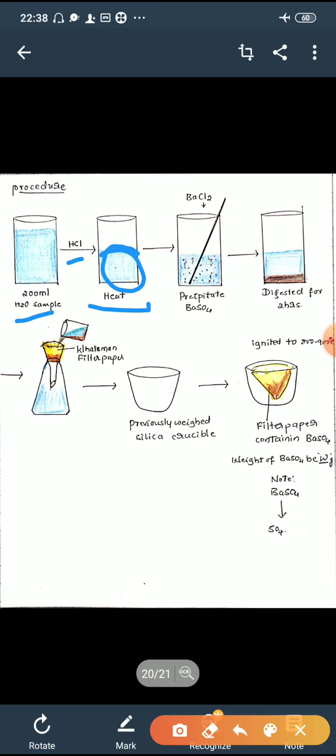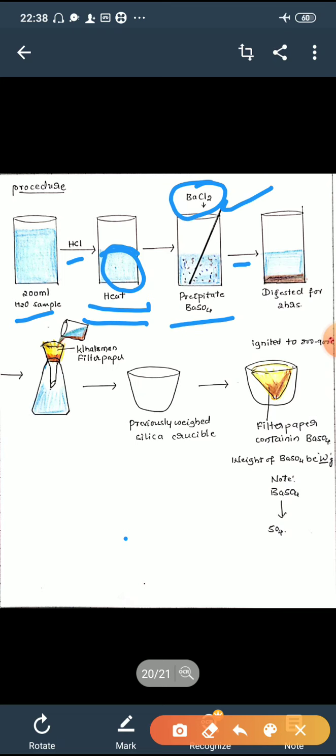Then after that, to the same container we must add the barium chloride solution with constant stirring. This is a glass rod. With constant stirring we must add the barium chloride solution until we get a precipitate. This precipitate has to be digested for 2 hours, meaning it should be left undisturbed for 2 hours, and after that go for filtration using a Whatman filter paper. This Whatman filter paper burns without producing any ash, so that's why we must use it to determine the final weight.